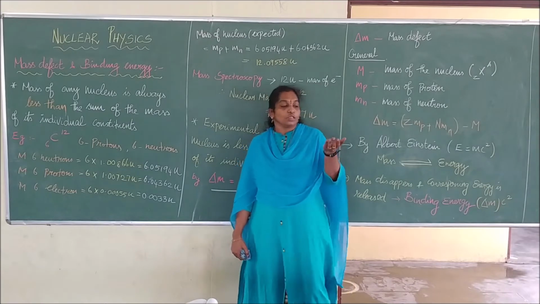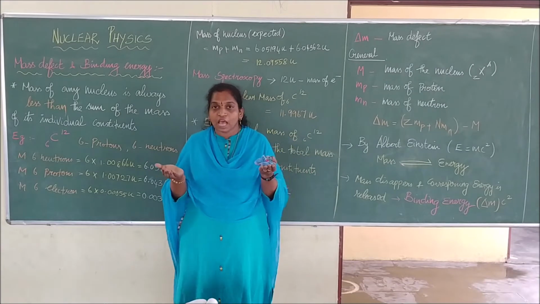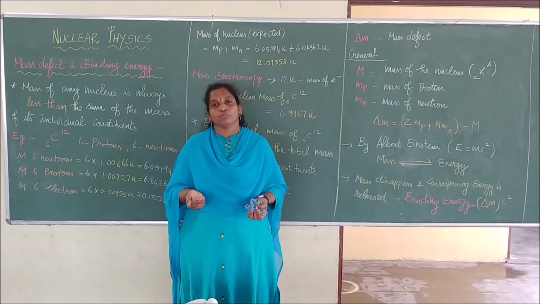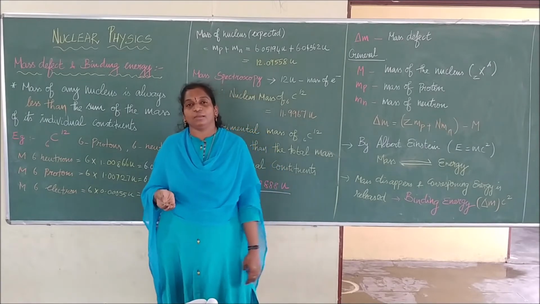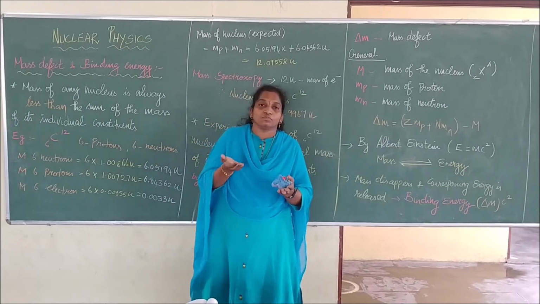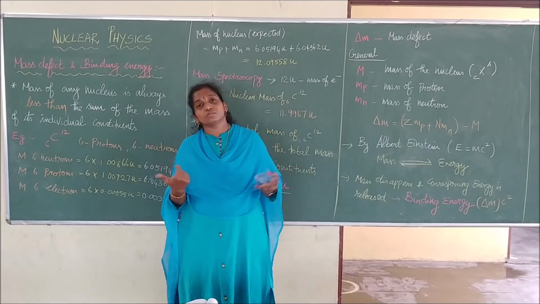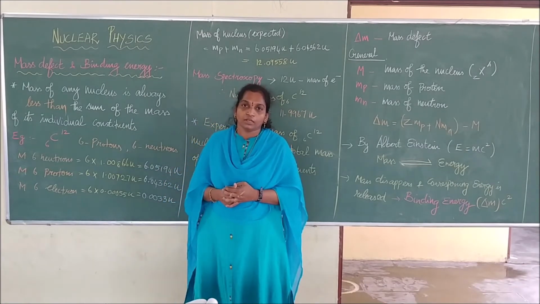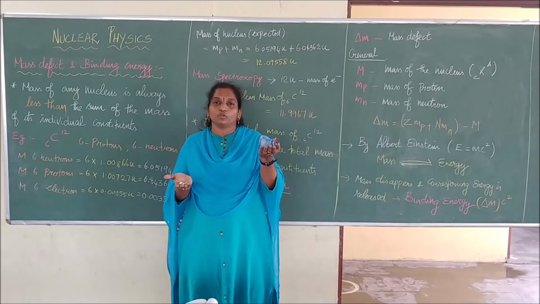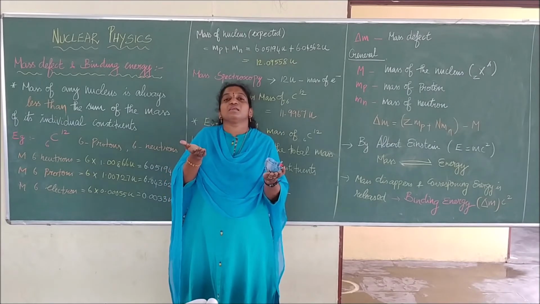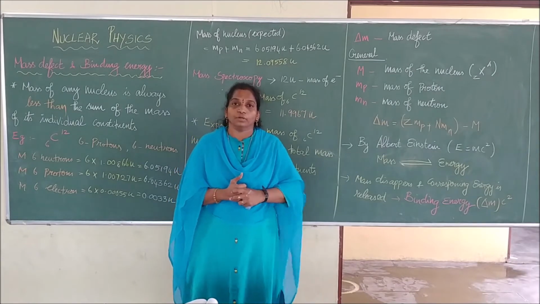Mass defect. The experimentally measured mass and the calculated mass have some difference in value. The difference between the calculated mass and the mass spectrometer value is said to be the mass defect. Where has the mass gone? Where has the mass disappeared? That is the biggest question. The calculated mass should be the same, but by measuring with the mass spectrometer, the mass is slightly less than the calculated mass. Therefore, the question arises why this mass has disappeared.